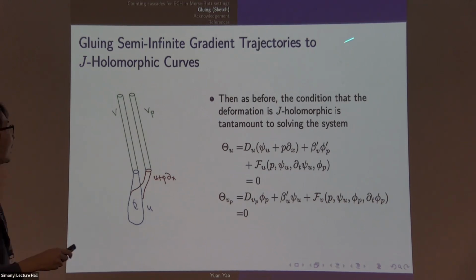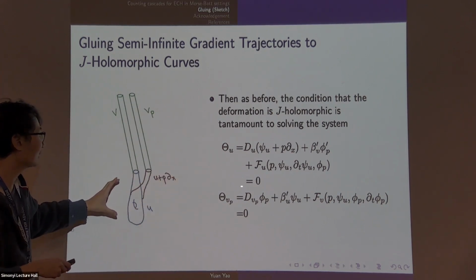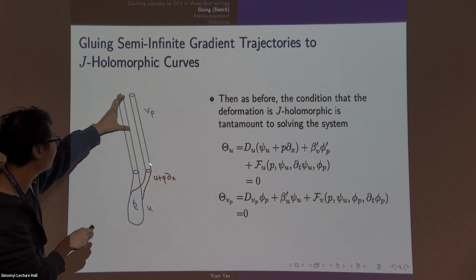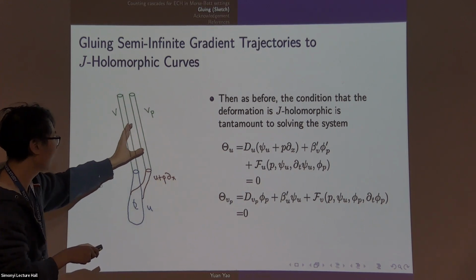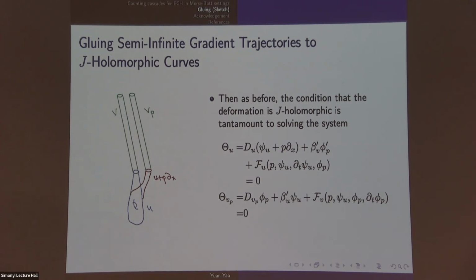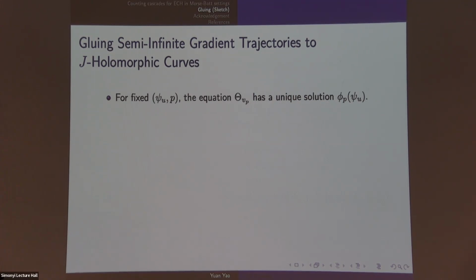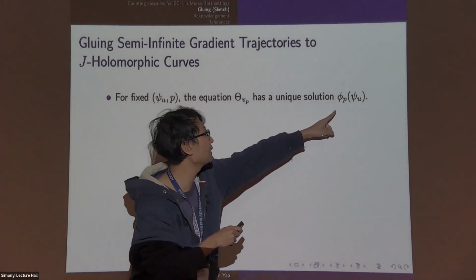I ask myself, when is this deformation going to be J-holomorphic? And this splits into two equations: theta U, which is living over U here, and theta VP, which is living over VP over here. P is implicit, but as I change P, this whole thing changes. Does that make sense? Okay, good. So for fixed psi U and P, the equation over the gradient trajectory has a unique solution, which depends on P and psi of U.